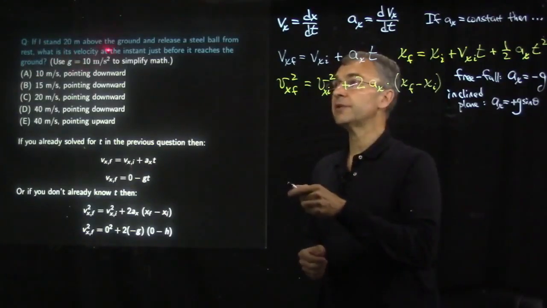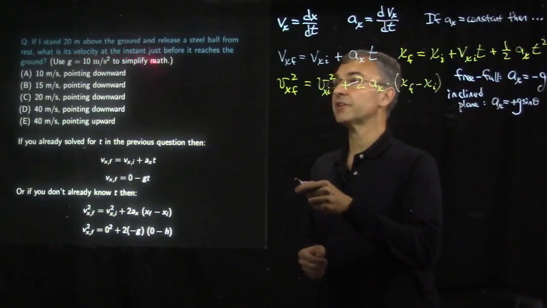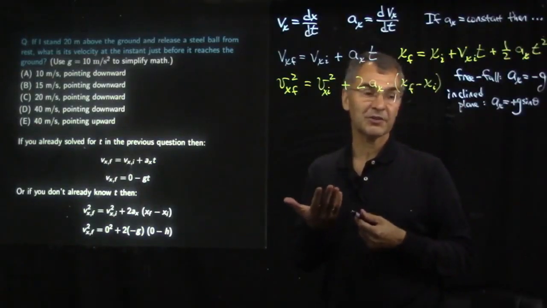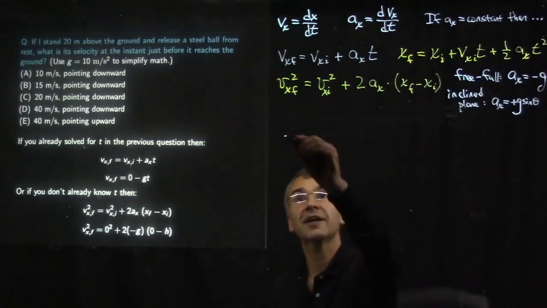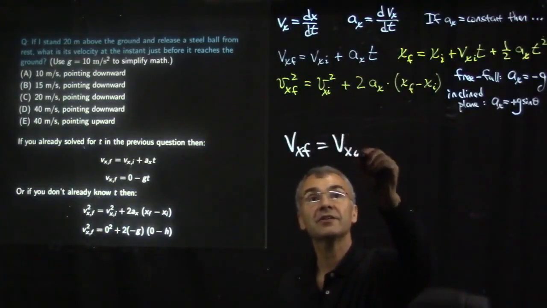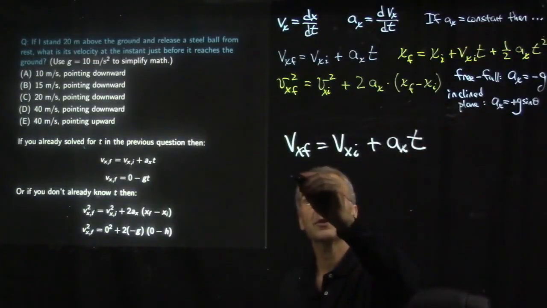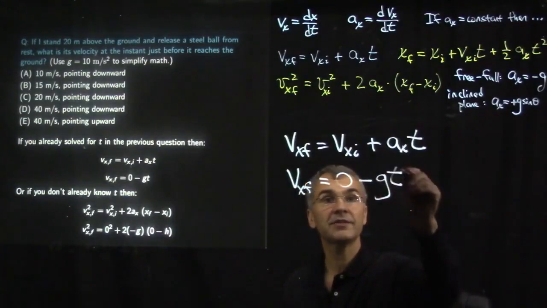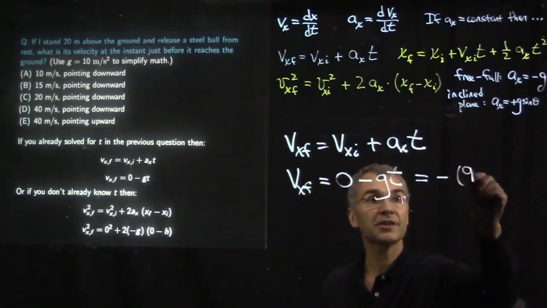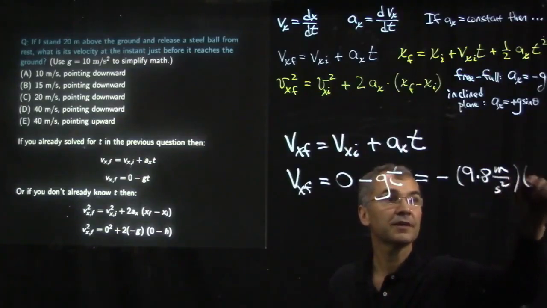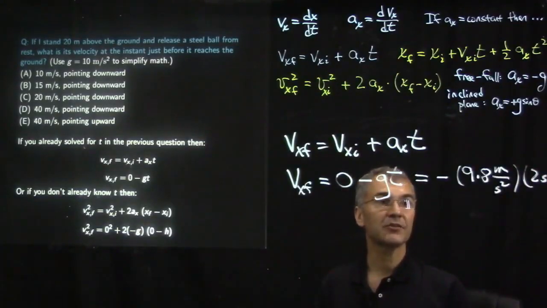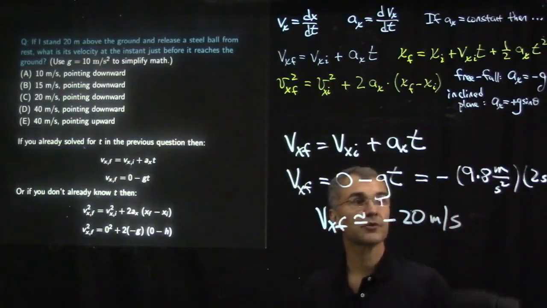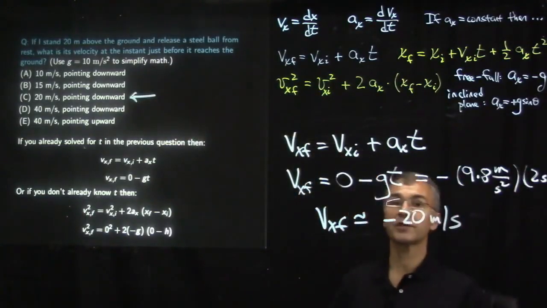If I stand 20 meters above the ground and I release a steel ball from rest, what is its velocity the instant just before it reaches the ground? If we just solved for time in the previous question, on the previous slide, we know the time is about 2 seconds. If we know that, then we can say Vx final is Vx initial plus a sub x t. Vx initial was 0, and a sub x was minus g. So 0 minus gt. This is minus 9.8, or it could be 10 meters per second squared, and then we had about 2 seconds. So it seems like Vx final is pretty close to minus 20 meters per second. I think I like that. 20 meters per second pointing downward.